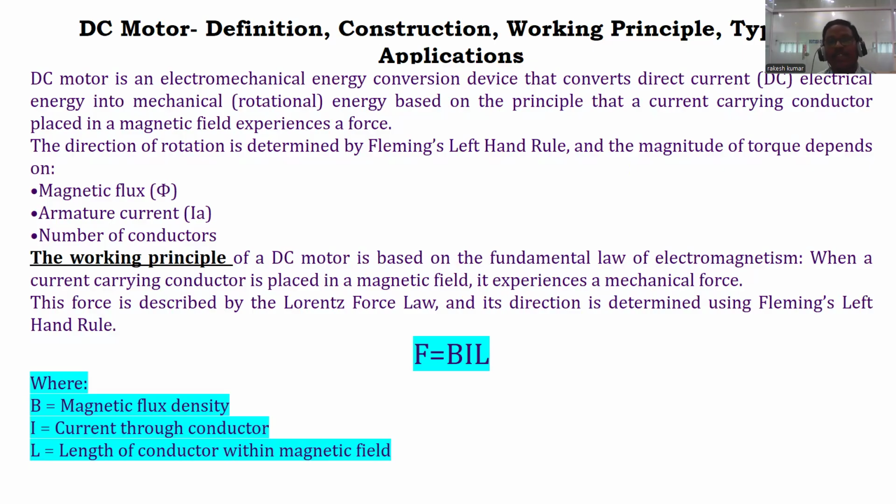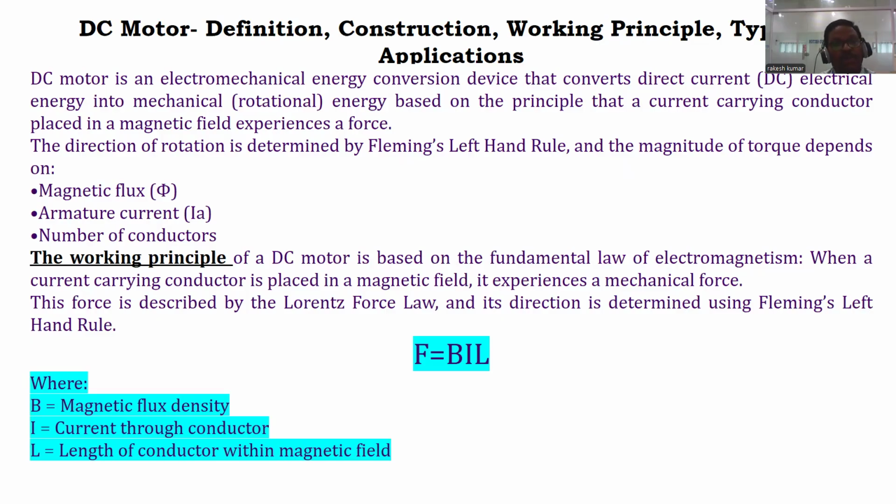energy based on the principle that a current carrying conductor placed in a magnetic field experiences a force. The direction of rotation is determined by Fleming's left hand thumb rule, and the magnitude of torque depends on three major parts: magnetic flux, armature current, and number of conductors in the armature.